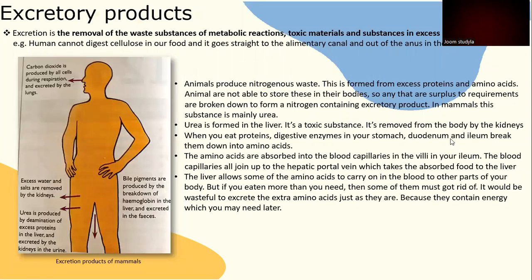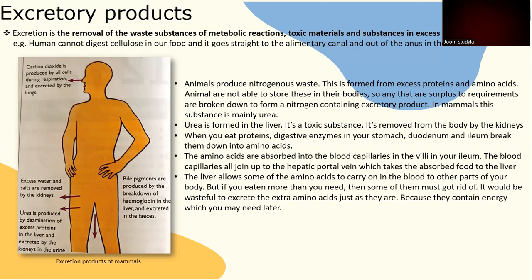Excretory products. Excretion is the removal of the waste substances of metabolic reactions, toxic materials and substances in excess of requirement. For example, humans cannot digest cellulose in our food, and it goes straight through the alimentary canal and out of the anus in the feces.